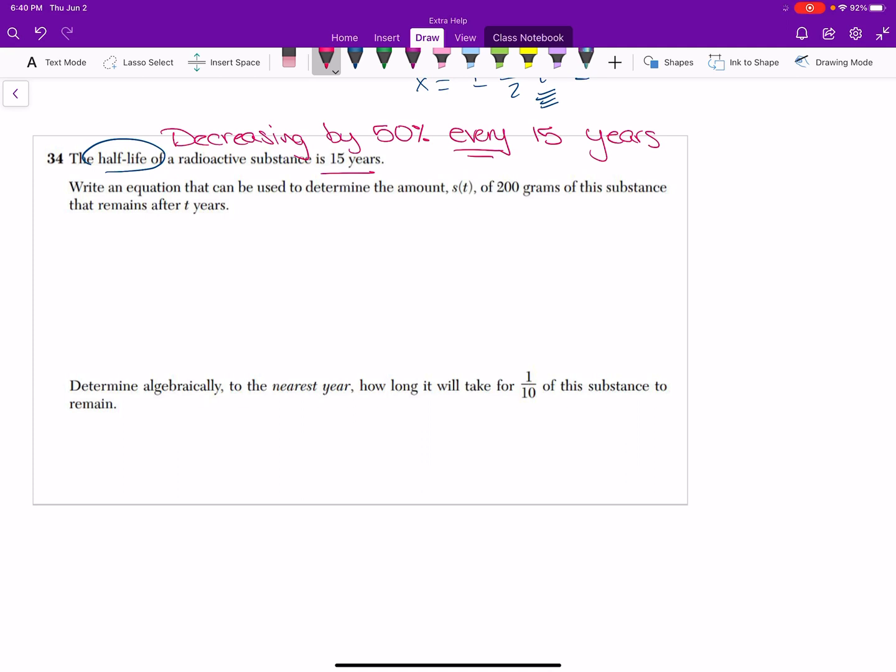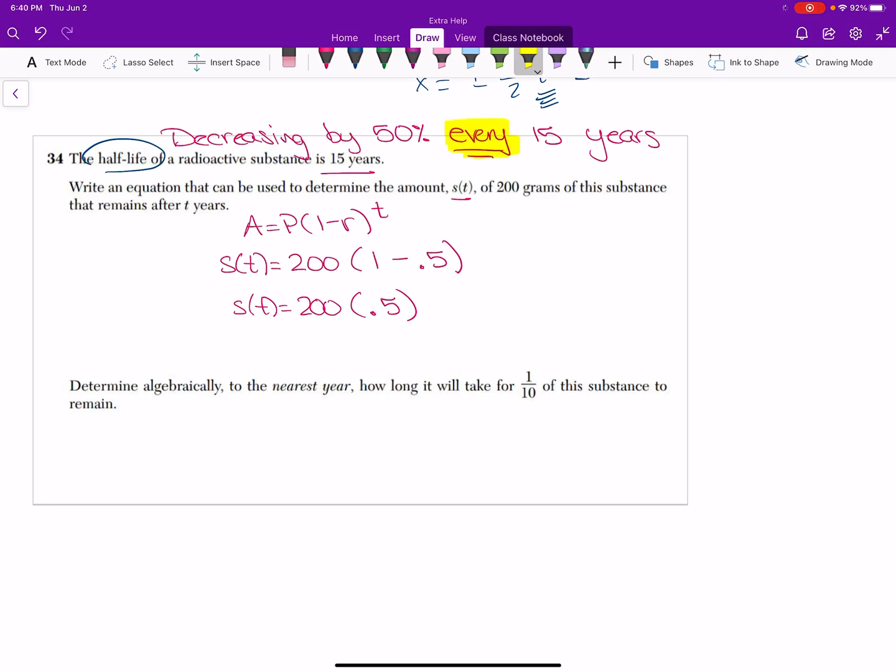So if we are decreasing by 50%, we are dealing with our decay formula. Instead of A, they want us to use S of t. P, the initial amount, is 200. R is the 50%, which is 0.5. And if you notice right there, 1 minus 0.5 is 0.5 or 1/2. So that's another way you could do the half-life. Just know that it's automatically a 0.5 in there.